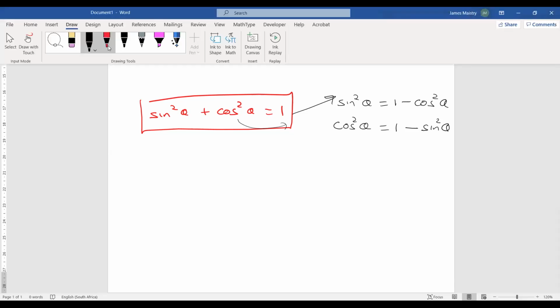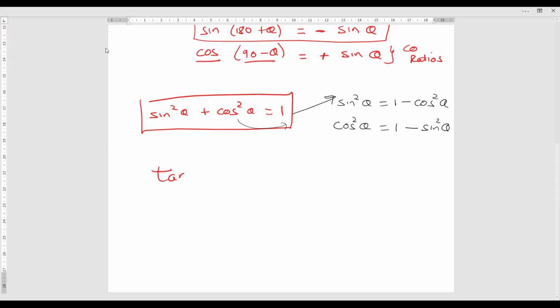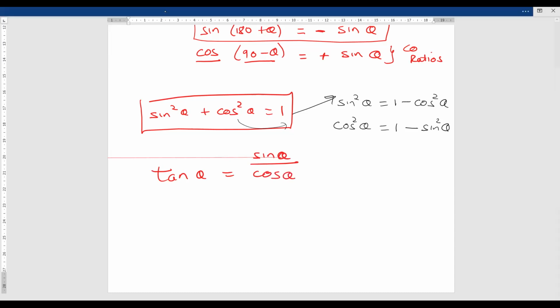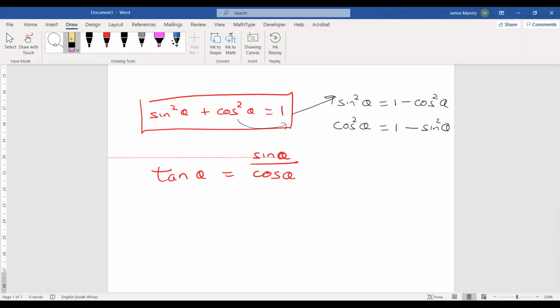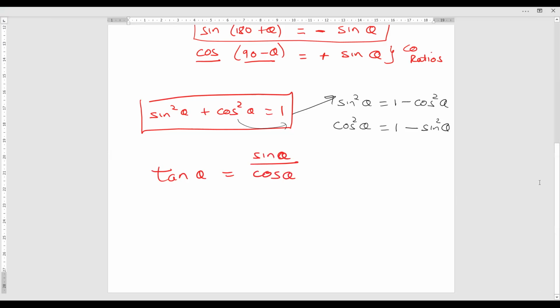Then we have a very important formula. Whenever you're confused and you see tan theta, remember tan theta can be changed to sine theta over cos theta. So those are the important formulas that we're going to use in today's session. I want you to make note of those formulas: sine squared plus cos squared is 1 with the 2 sub-formulas, and then tan theta is equal to sine theta over cos theta. So we're now going to move into some past paper questions and apply this.